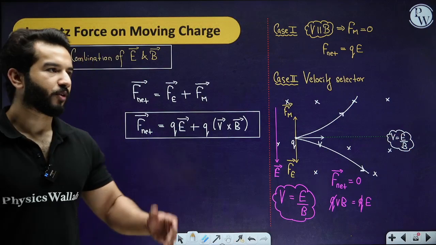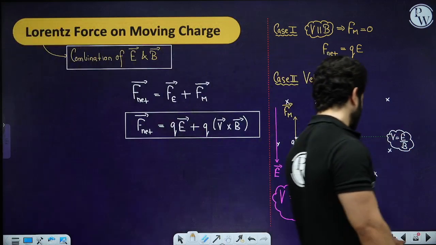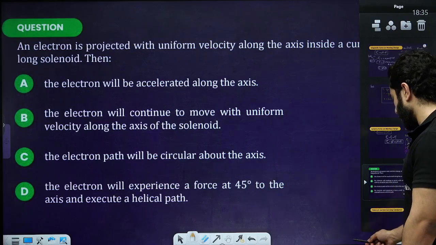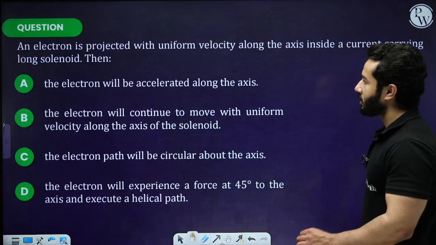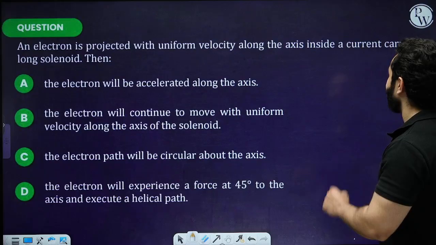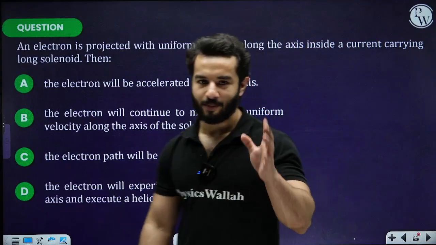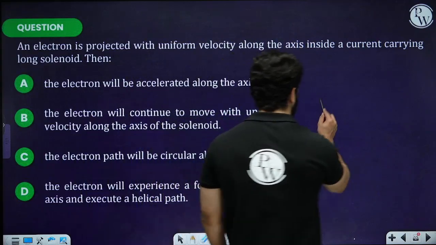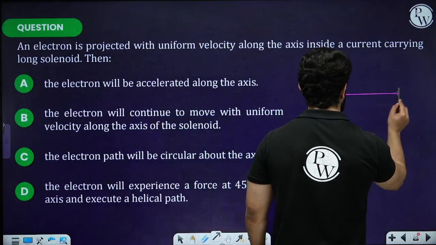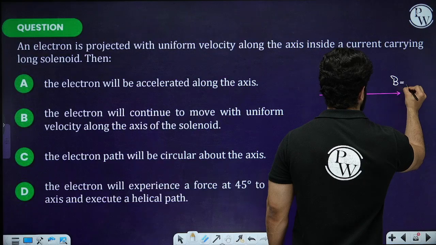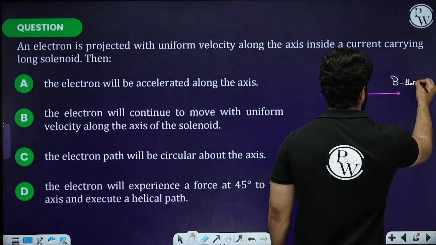Alright, so this is for velocity selector, a case for Lorentz force. Now let's talk about some questions on this as well. An electron is projected with uniform velocity along the axis of a current carrying long solenoid. A current carrying long solenoid means that the magnetic field in that solenoid will be something like this, and it will be of μ0 N i. I'm just writing the direction of it.